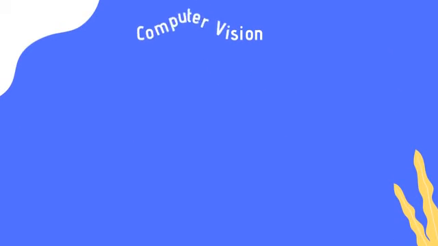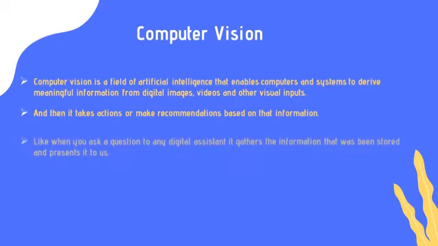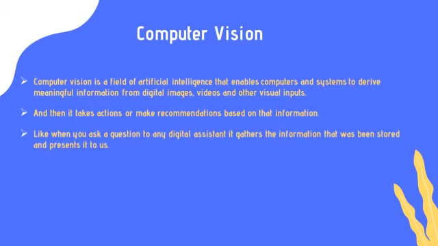Computer vision. Let's see about computer vision. Computer vision is a field of artificial intelligence that enables computers and any system to derive meaningful information from digital images, videos, and other inputs. And then it takes actions or makes recommendations based on that information. Like when you ask a question to any digital assistant, it gathers the information that was stored and presents it to us.